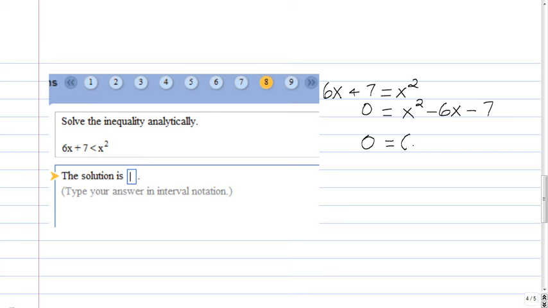And this one does factor, right? The factors of 7 whose difference is 6 would be 7 and 1. We need different signs because of the difference, and the larger one being negative. So therefore we get that x minus 7 has to equal 0, or x plus 1 has to equal 0. So x would either be 7 or negative 1.